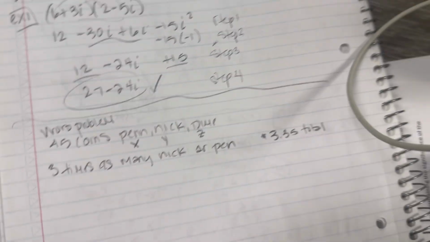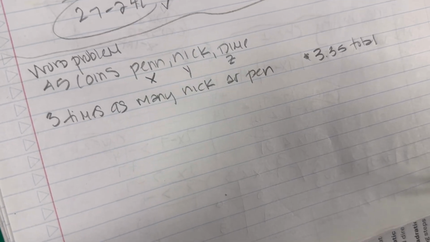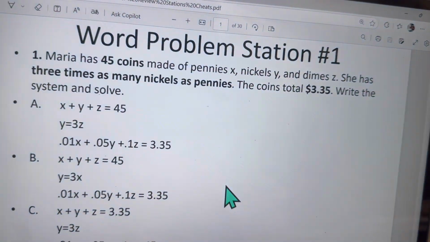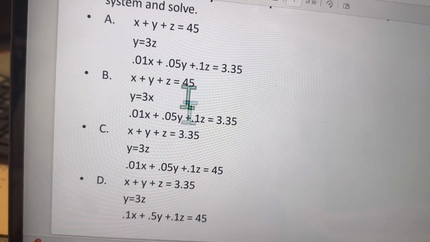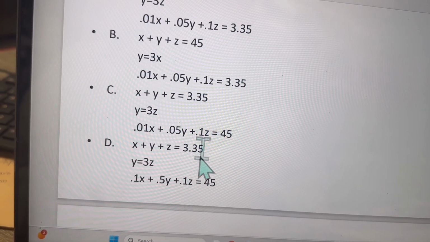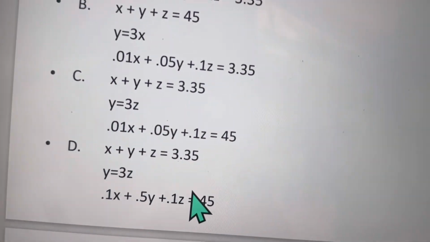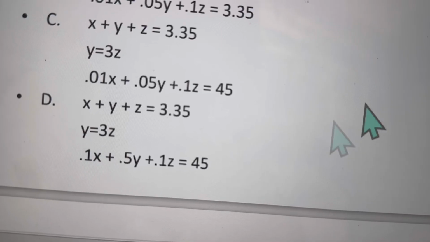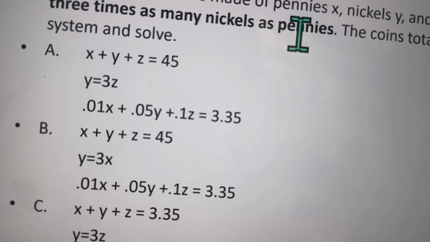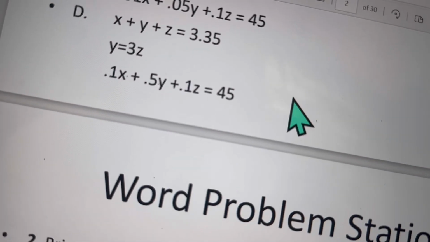So write an equation. You need to eliminate. That's how you do this problem, and every word problem: eliminate. What's wrong with D? Can you guys see it? What is X? Pennies, nickels, dimes, what? X is pennies. What's wrong with this?